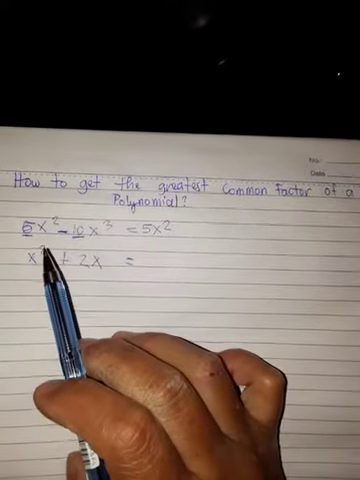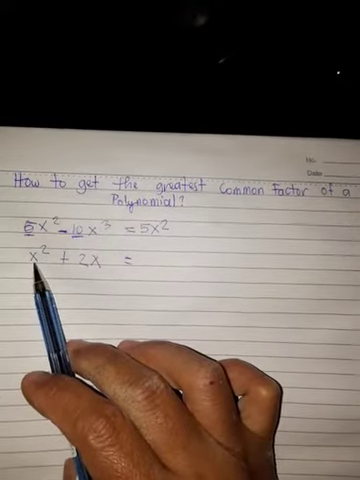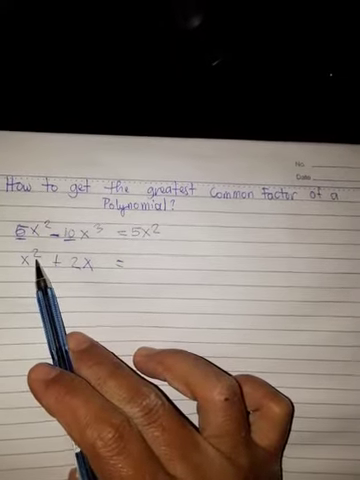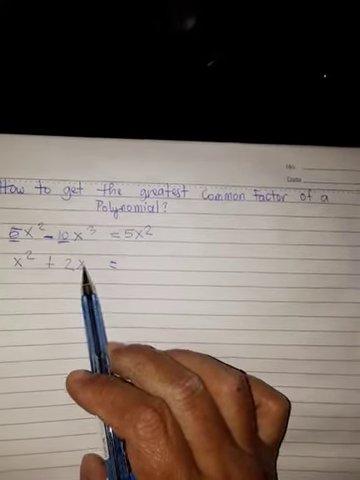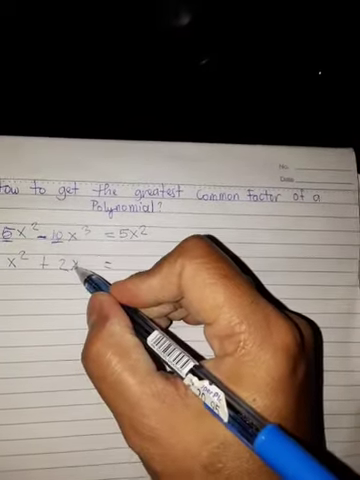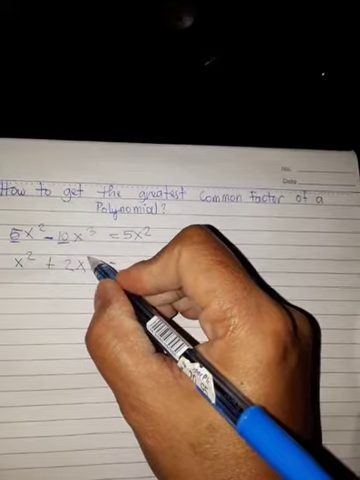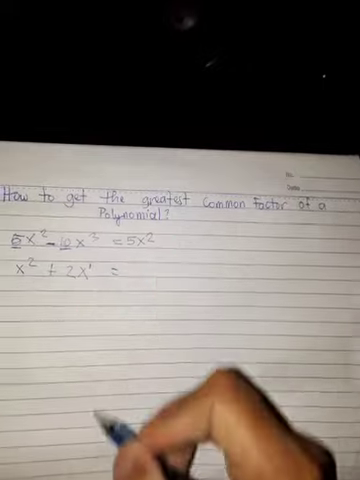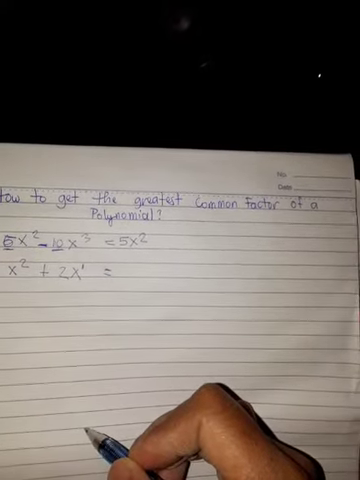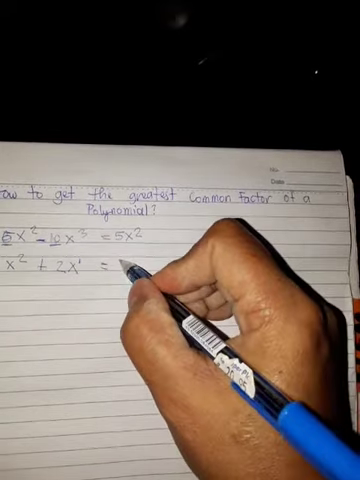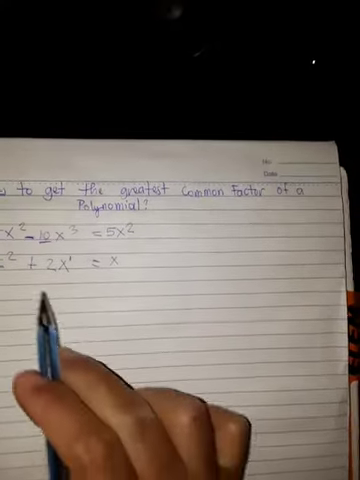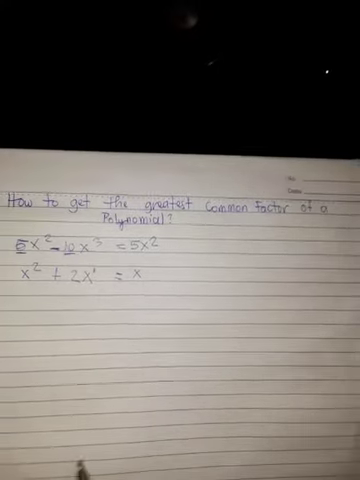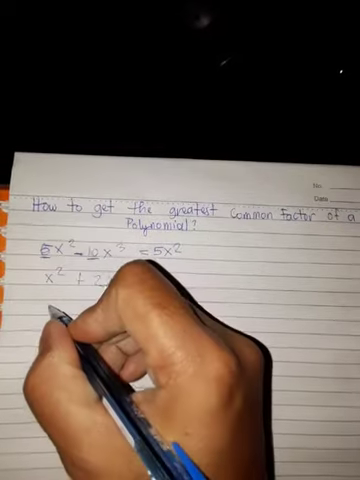And the variable or literal coefficient, x and x. So the least exponent is, of course, x. If you notice, x only, there's no 1 written as an exponent. I will repeat, if there's no exponent written on top, it is automatically 1. So we have x. Therefore, our greatest common factor for x squared plus 2x is equal to x.